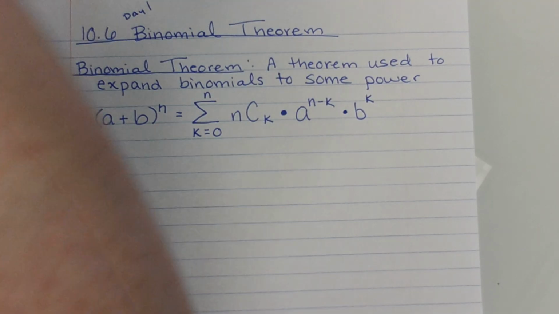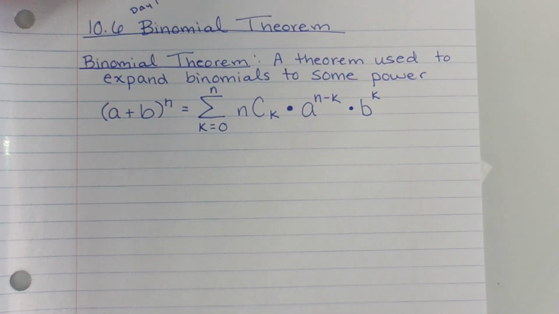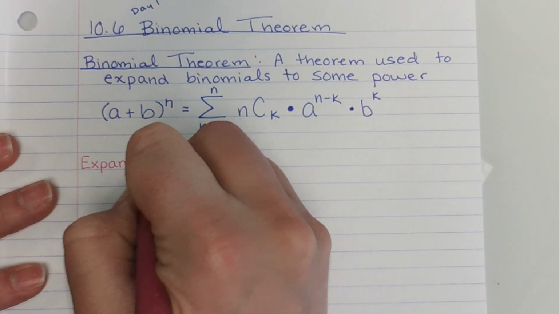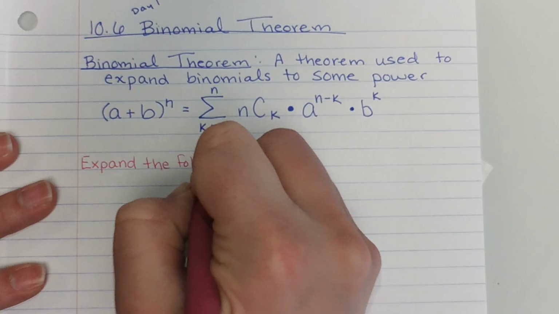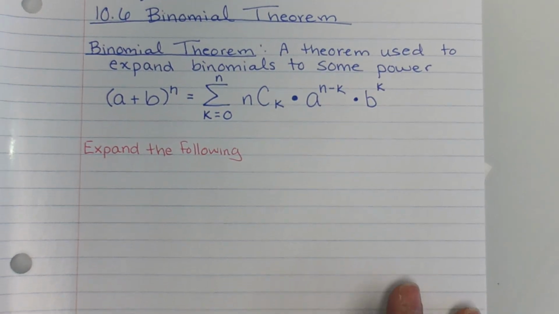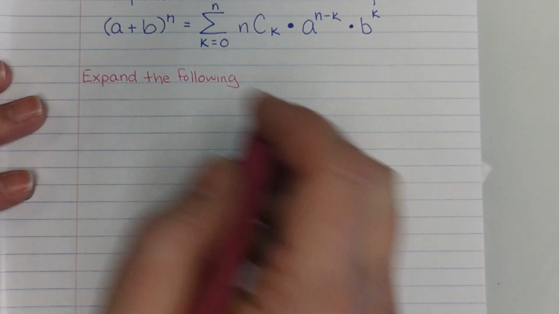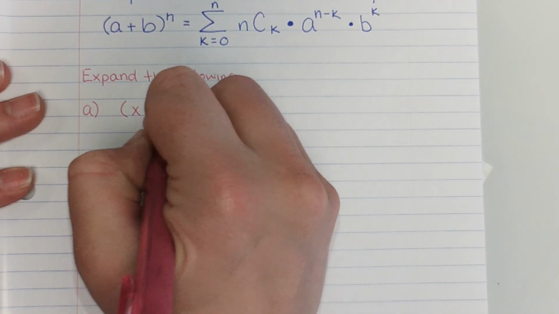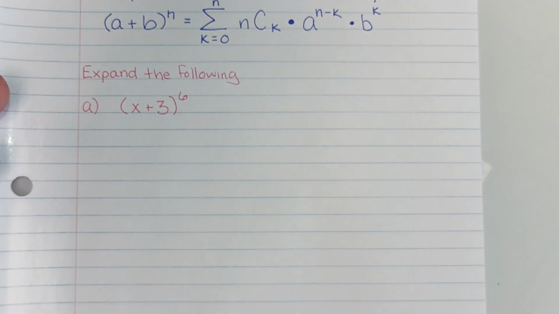So that means we can do things like this, without having to write out x plus 3 times x plus 3 times x plus 3 times x plus 3 times x plus 3 times x plus 3, and foiling and distributing for the rest of our lives to make that happen.